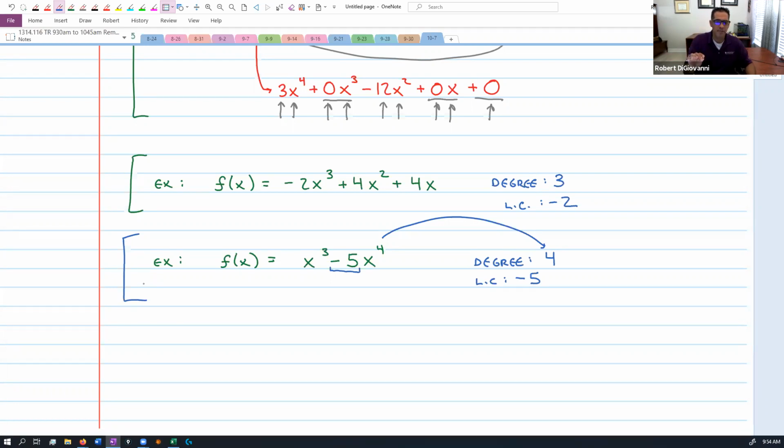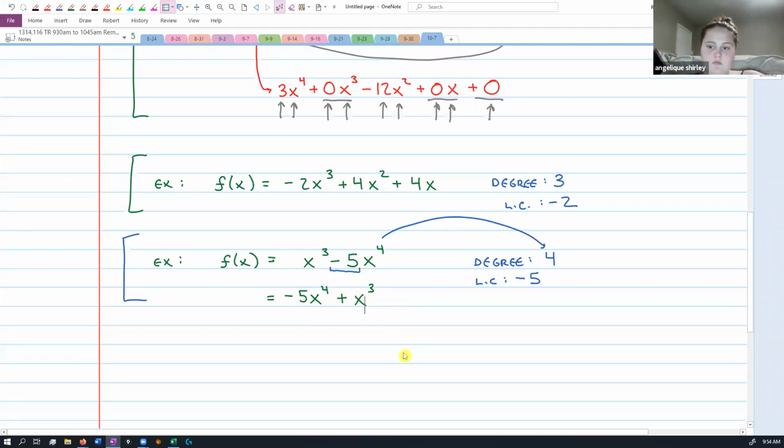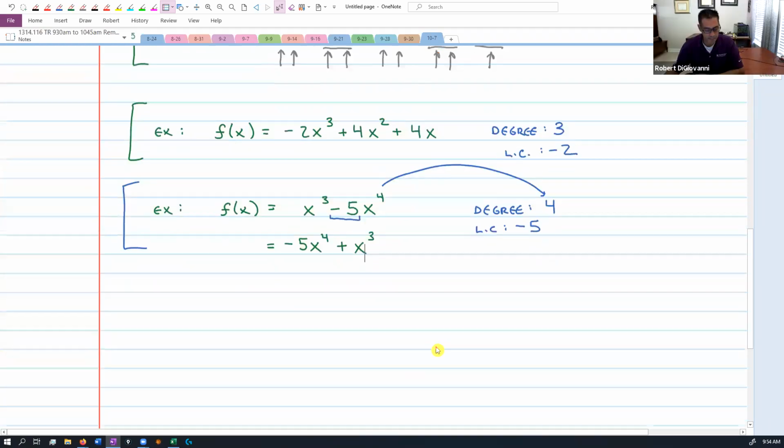That makes sense? So if it were in that order, can we put it in the correct order, or does it have to stay the way it is? Nope, you could change it. If you didn't like the way this looked, you just have to make sure you do it correctly. So you could rearrange this. You'd put the negative 5x to the fourth first, and you just have to put a plus x cubed because it's positive. And that would be the same thing. All right. Thank you.